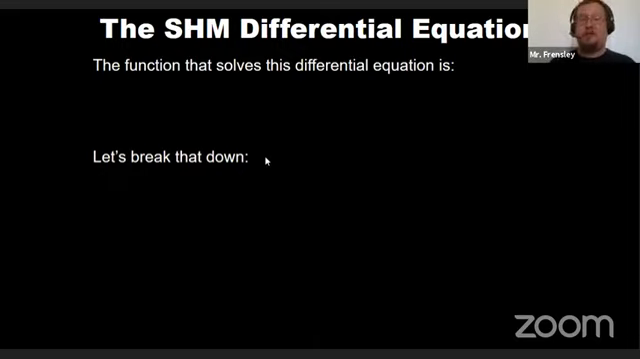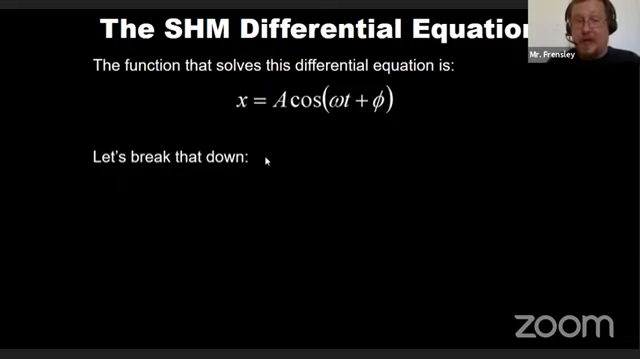So what function solves this differential equation? Well, this one, of course: x equals A sine or cosine of omega t plus phi, where A is called the amplitude. It doesn't matter which one you choose, they both work. So what are these things that I'm looking at?